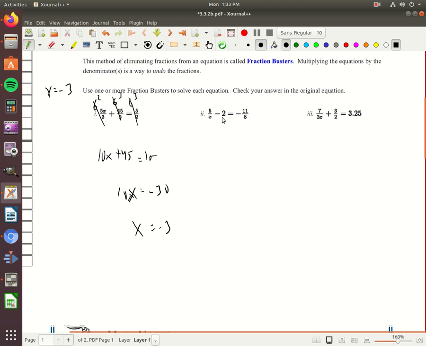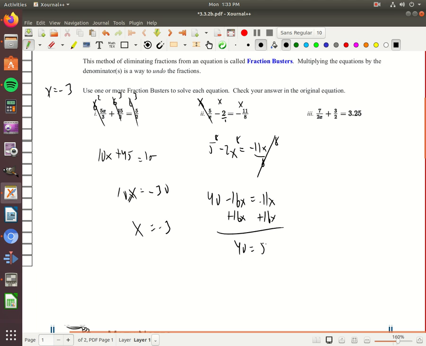So on this one, you can even multiply by x. So again, if I multiply by x, these x's cancel. Now I don't have an x on bottom. What I have is minus 2x here and minus 11x over 8. Well, now we'll come back and multiply everything by 8. So I'll get 40 minus 16x equals negative 11x. Obviously, I'll add 16x to both sides. 40 is equal to 5x, so x equals 8.